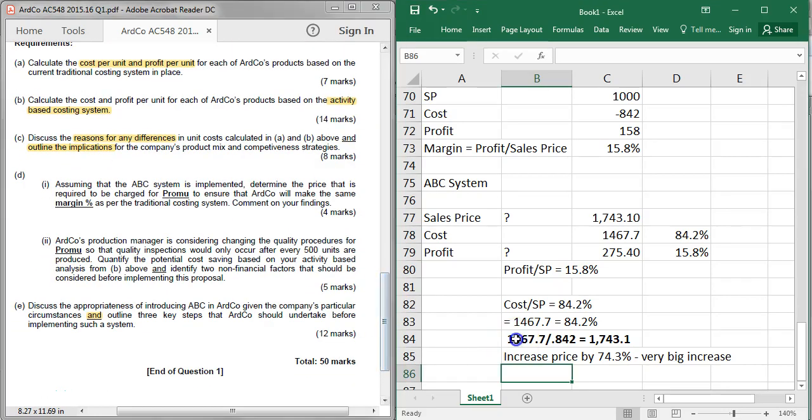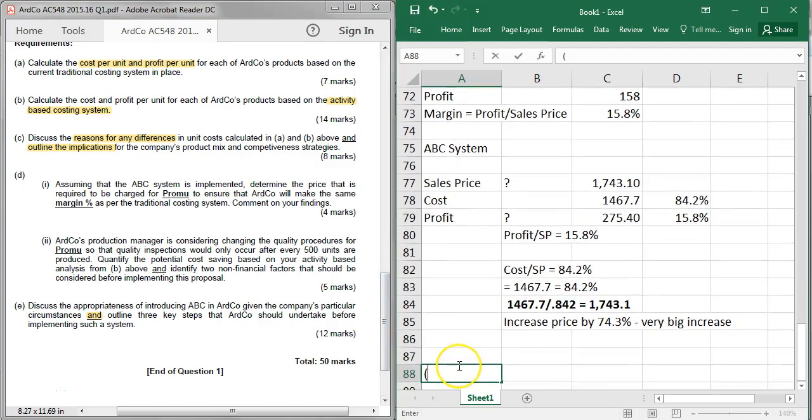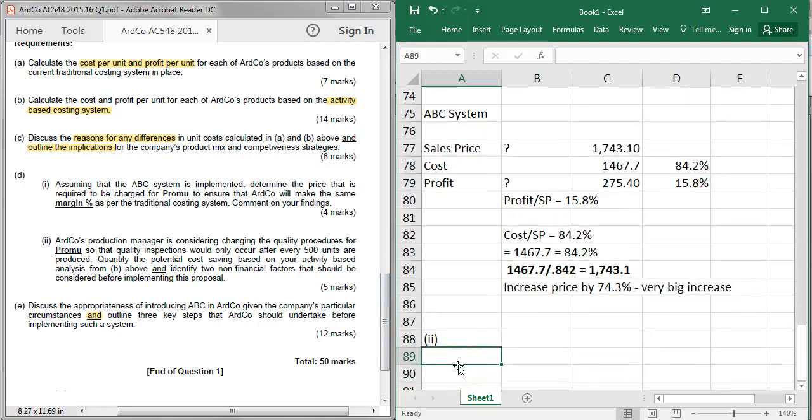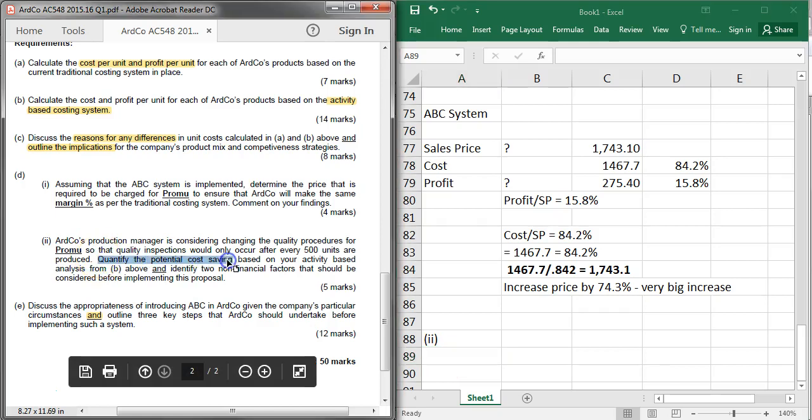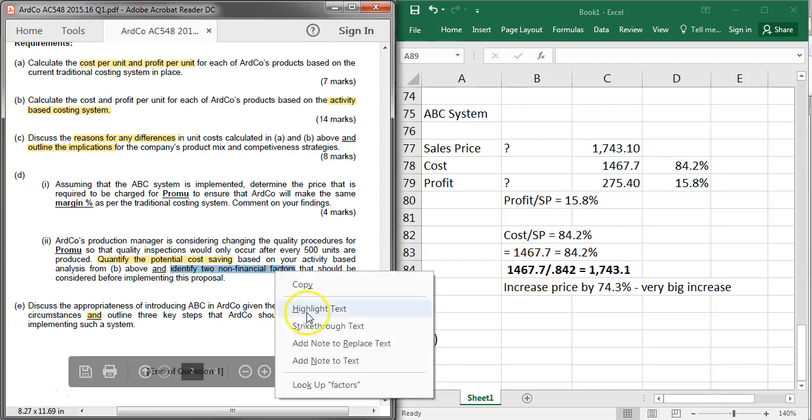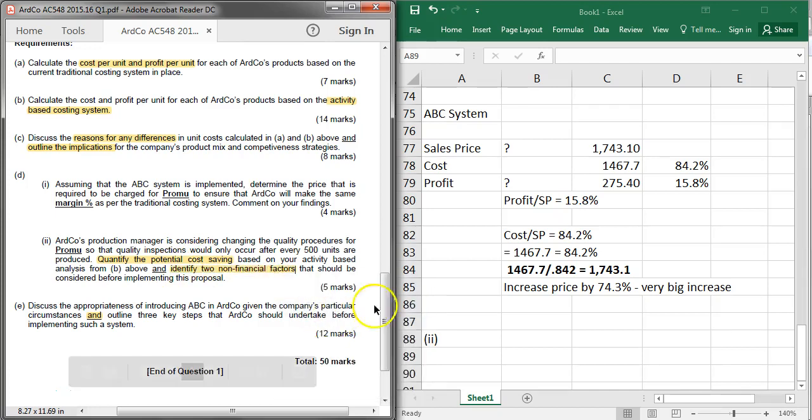Your other one is more around activity-based management, note 2. And what it's asking is, the production manager is considering changing the quality procedures for promo. So the quality inspections now would occur after every 500 units are produced. Quantify the potential cost saving based on activity-based from part B, and identify 2 non-financial as well. So 2 aspects: quantify the saving, and then identify 2 non-financial factors. So make sure you give both.